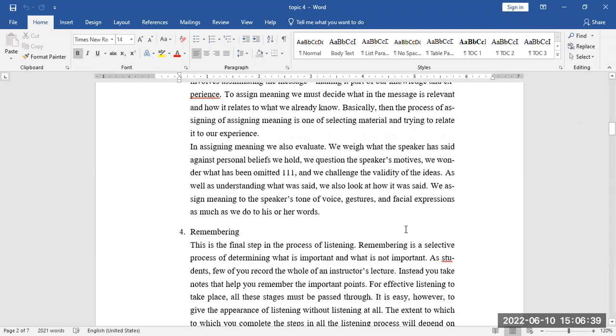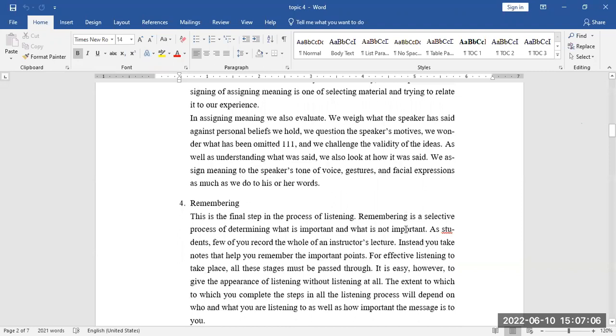Yaani mwalimu amesema hivi, lakini pia unajiuliza kile amesema, is it workable in my situation? Is it against my beliefs? Is it against my tradition? Is it against my culture? Is it against my religion? Does it conform well with my religion and culture? That is assigning meaning to the message that has been put across by a speaker.